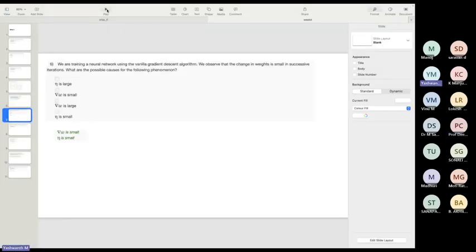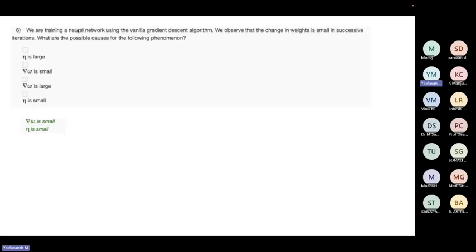So, this is another question. When training a neural network using the straightforward gradient descent algorithm, we observe a small change in the weights between two successive iterations. So, what can be the possible causes? Right. So, eta is your learning rate, and it can be possible if eta is very, very small, or your gradient itself is very, very small.